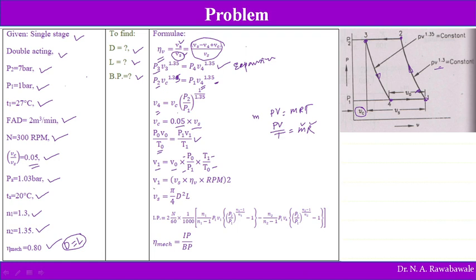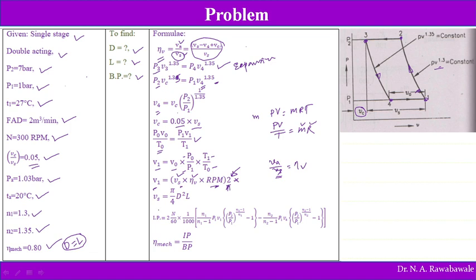Now V1 is equal to stroke volume into volumetric efficiency, into RPM. VA divided by Vs gives us volumetric efficiency. But if this VA is given in terms of free air delivered, Vs has to be converted into meter cube per minute. Therefore, this Vs is also multiplied by N. Here 2 is written because it is double acting. This is double acting. That requires double acting.